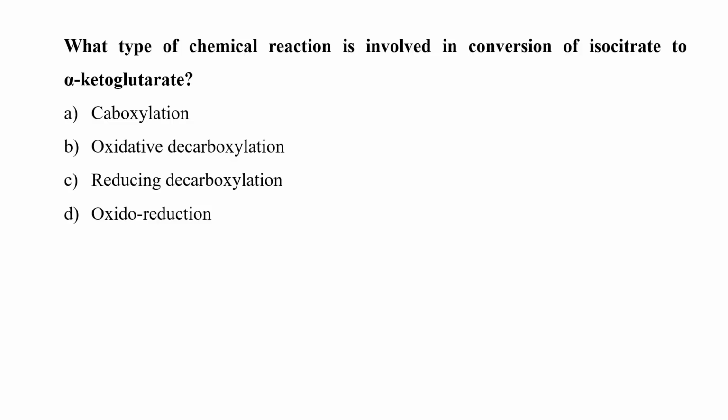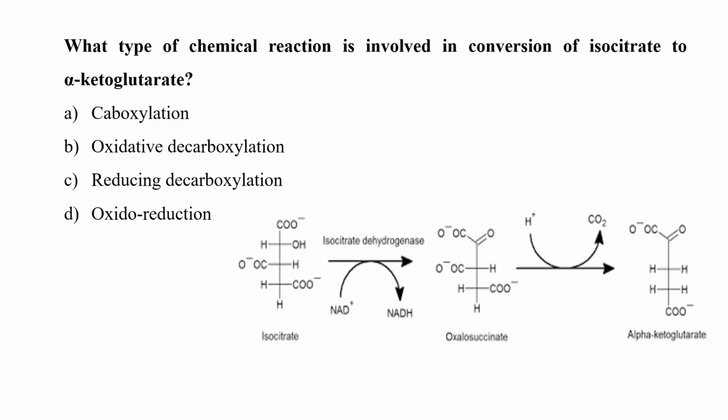What type of chemical reaction is involved in conversion of isocitrate to alpha ketoglutarate? Carboxylation, oxidative decarboxylation, reducing decarboxylation, or oxido reduction. If you see, isocitrate in 2 steps is being converted into alpha ketoglutarate.